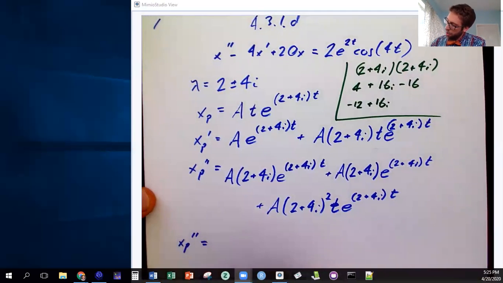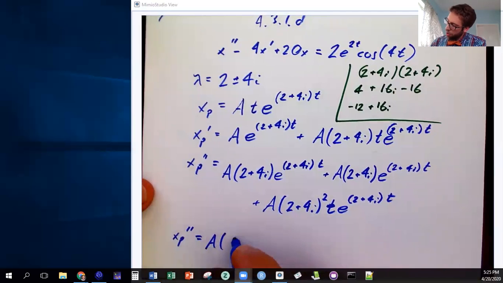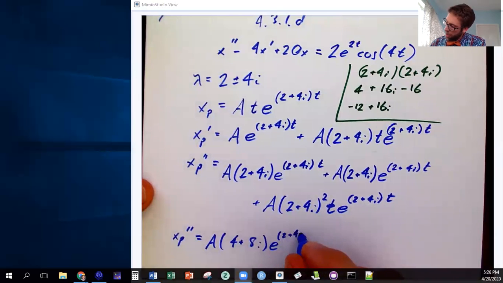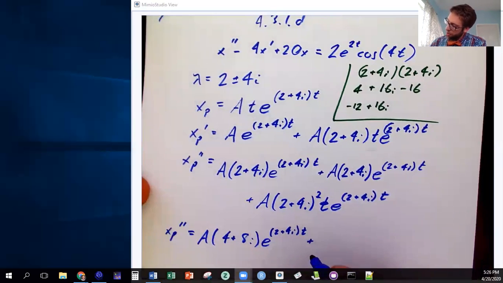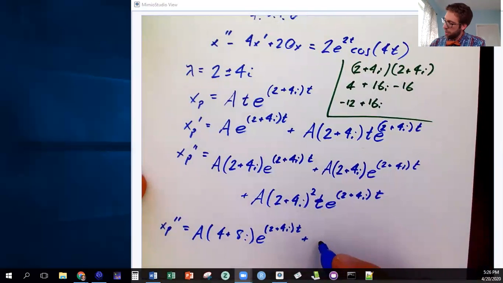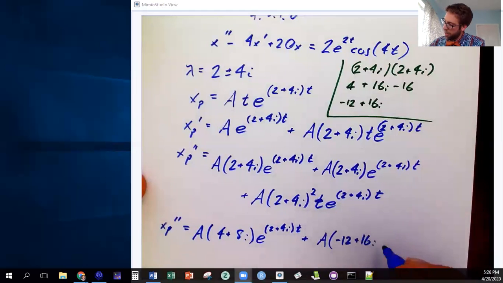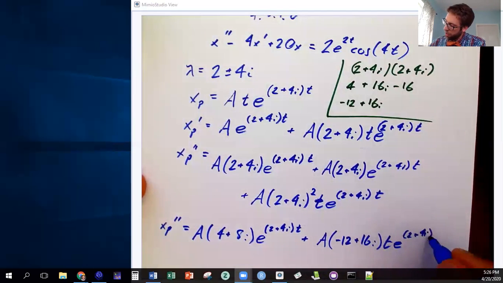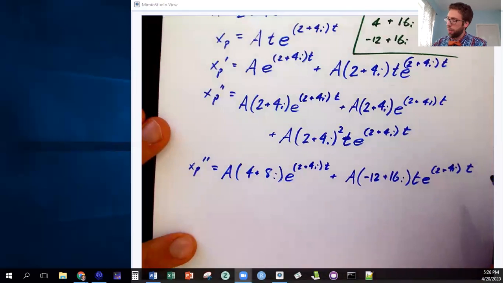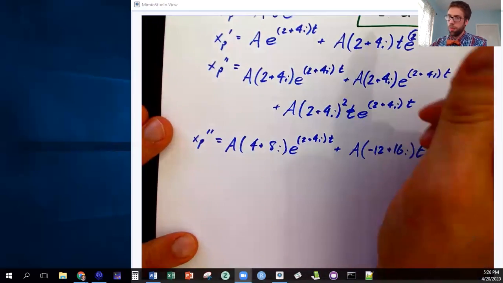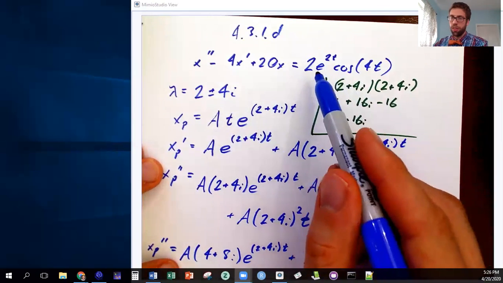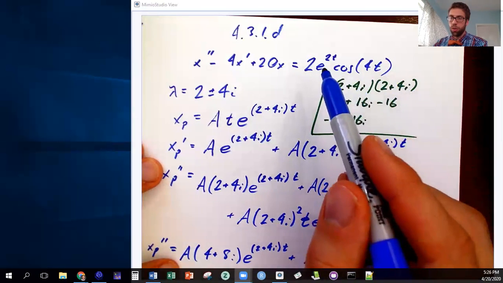So x_p double prime equals a times (4 plus 8i) e to the (2 plus 4i)t, plus, and here a times (negative 12 plus 16i) t e to the (2 plus 4i)t. Now put those into my differential equation, and in my differential equation I'll put 2, and then instead of this term I'll just put e to the (2 plus 4i)t.